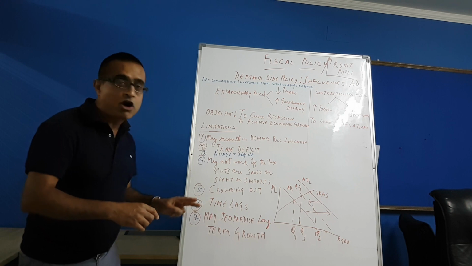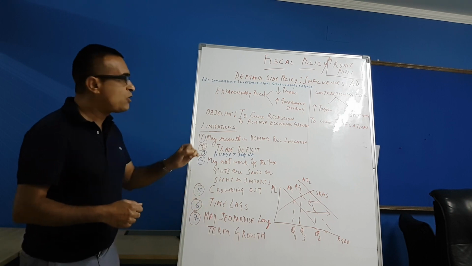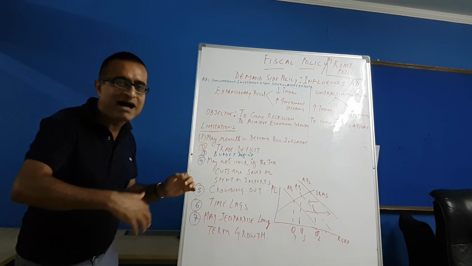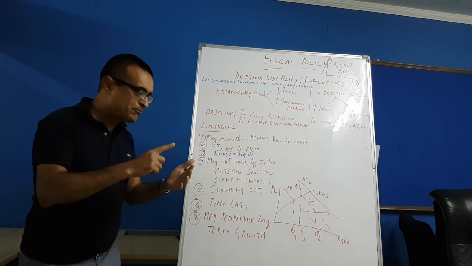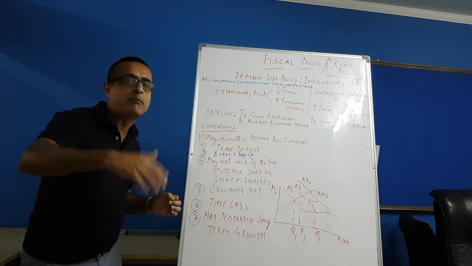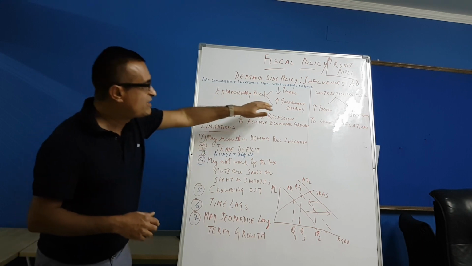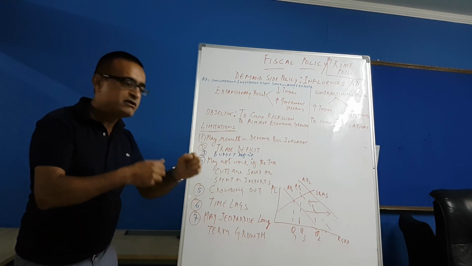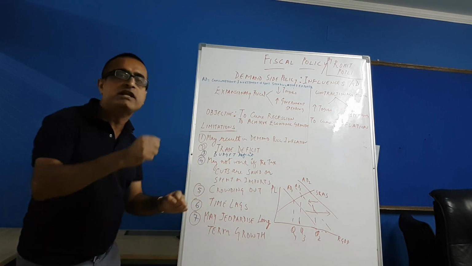The second lag is called formulation lag. Now, government would have to discuss in the parliament, first of all, whether to cut taxes or not and by how much. And secondly, if government spending is to be increased, then by how much. And this would take time, and that is called formulation lag.